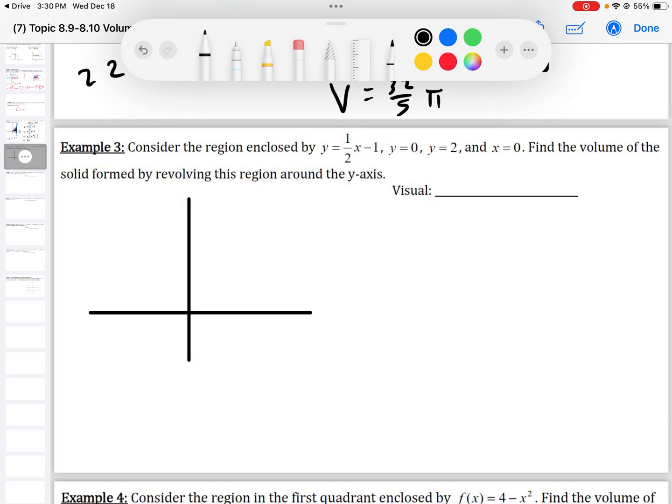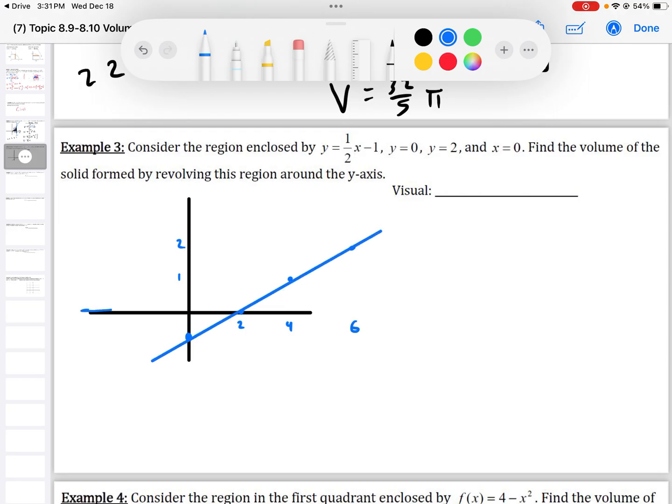Let's sketch our picture. y is equal to 1/2 x minus 1. So it crosses at -1, goes up 1, over 2, up 1, over 2, up 1, over 2. So this would be 2, 4. This would be over here at 6. This is 1, and this would be 2. Might not need all those points, but we'll see. All right, so there's that line.